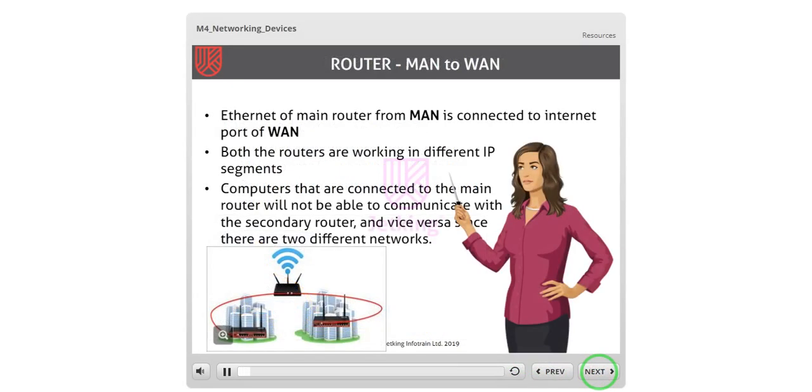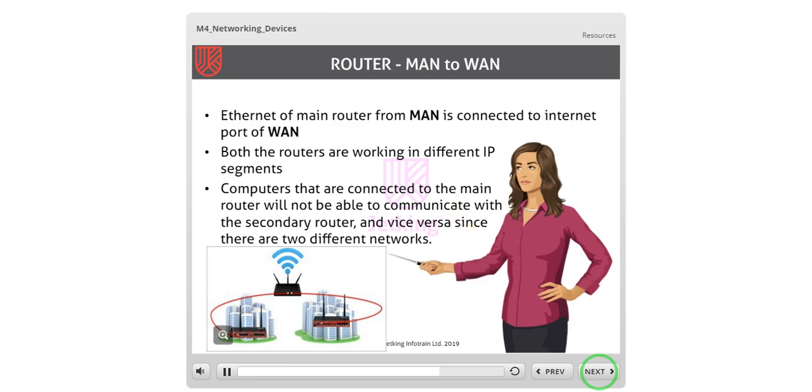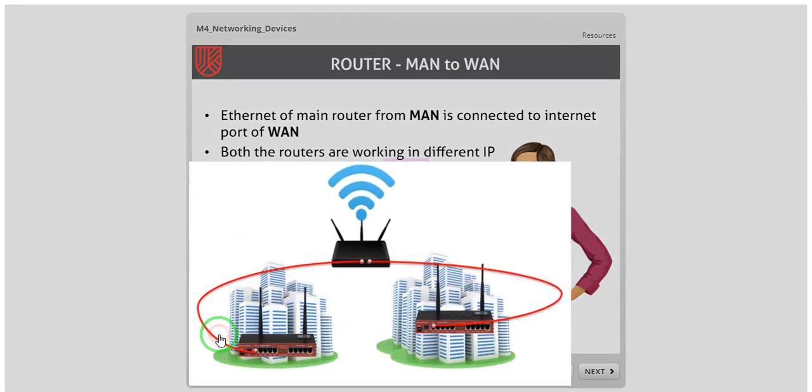The second type of router connection is MAN to MAN, connecting one of the Ethernet ports of the main router to the Internet port of the secondary router. This type requires the main router and the secondary router to have different IP segments. This connection makes it easier to identify which router the computer and the other devices in the network are connected to, since they will have different LAN IP segments.